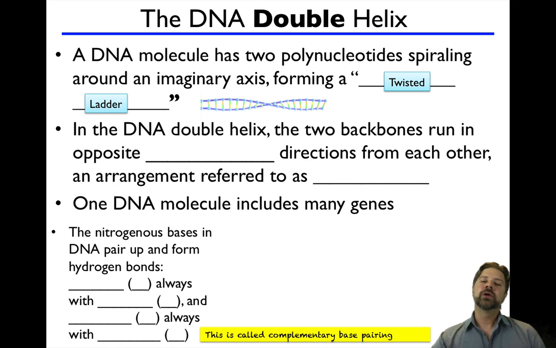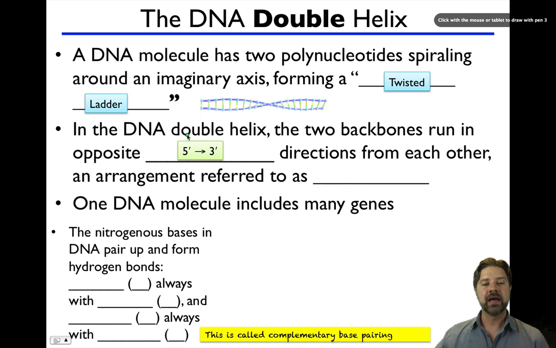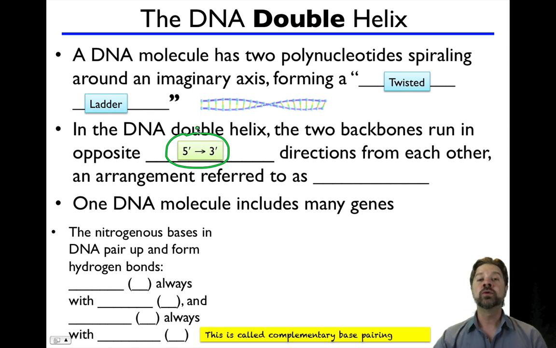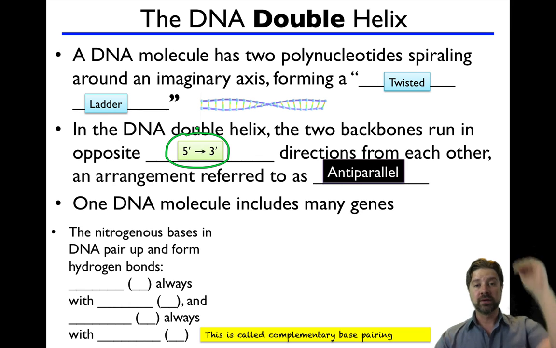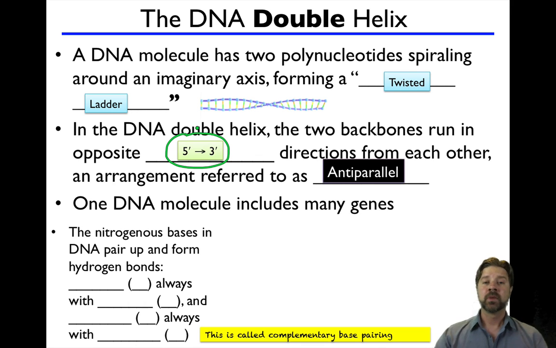In the DNA double helix, the two backbones run in opposite directions to each other. That directionality is called the 5' to 3' direction, and we'll see that in a second. When we have two sides of a double helix running in opposite directions, we call that anti-parallel. So one goes top down, the other one goes bottom up. Another thing we can say is that one DNA molecule, we mentioned what a gene was a little bit earlier, is going to have many genes that occur down the length of that polynucleotide.